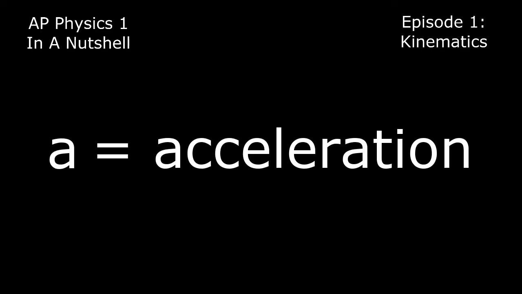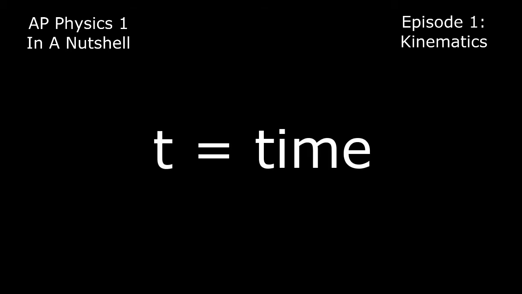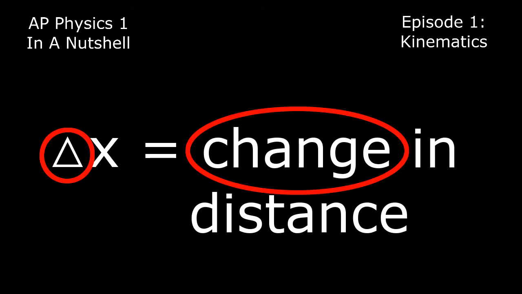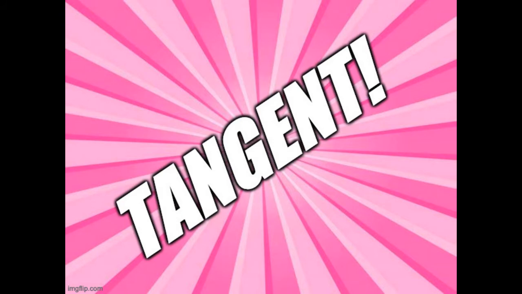Now that you know that A is a constant acceleration, you've got your T, which is time, you've got your X, which is distance, and you've got your triangle, or delta, for cool physics and Greek people, which is a change in a variable. A change in distance is known as displacement. Those are all of the variables you'll need to know for kinematics, so that concludes your tangent for today. Now back to your regularly scheduled kinematics.